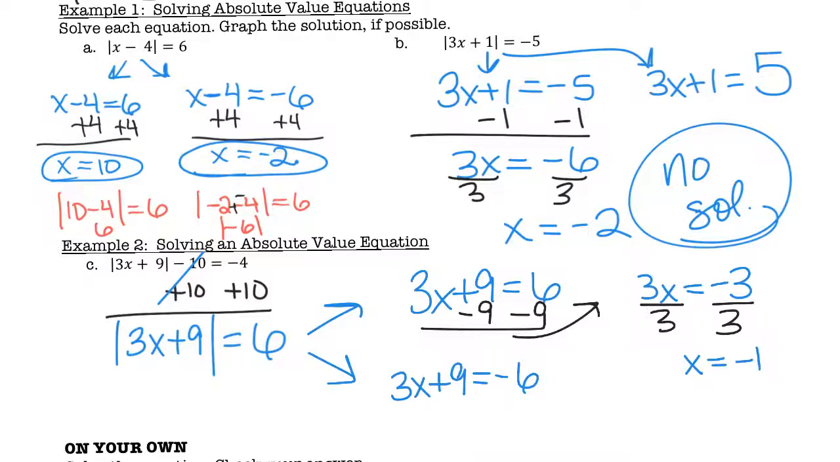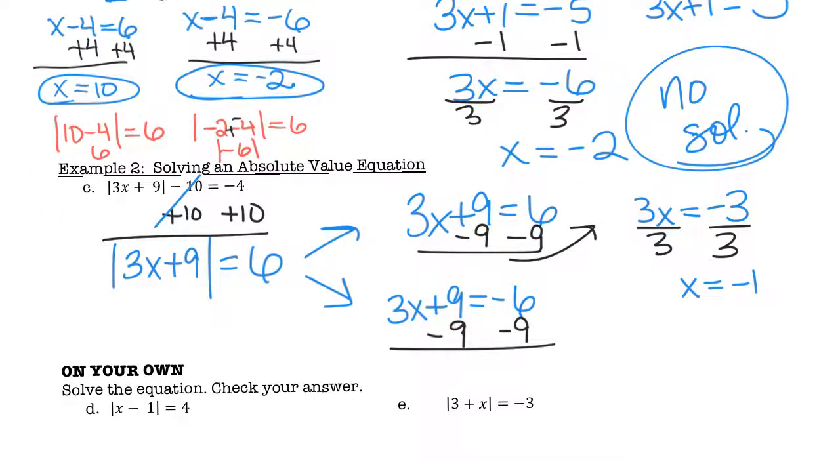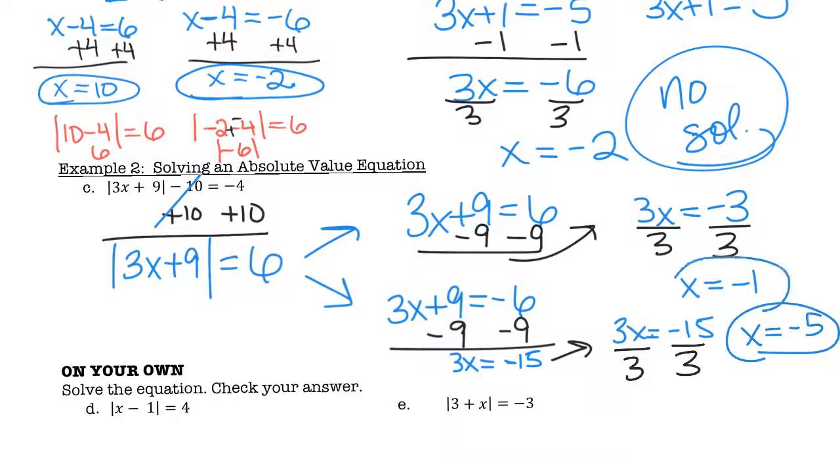The next solution, we get there by subtracting 9 again from both sides. And then you get 3x is equal to -15. And then when we divide by 3, we end up getting x is equal to -5. So here are your two solutions.